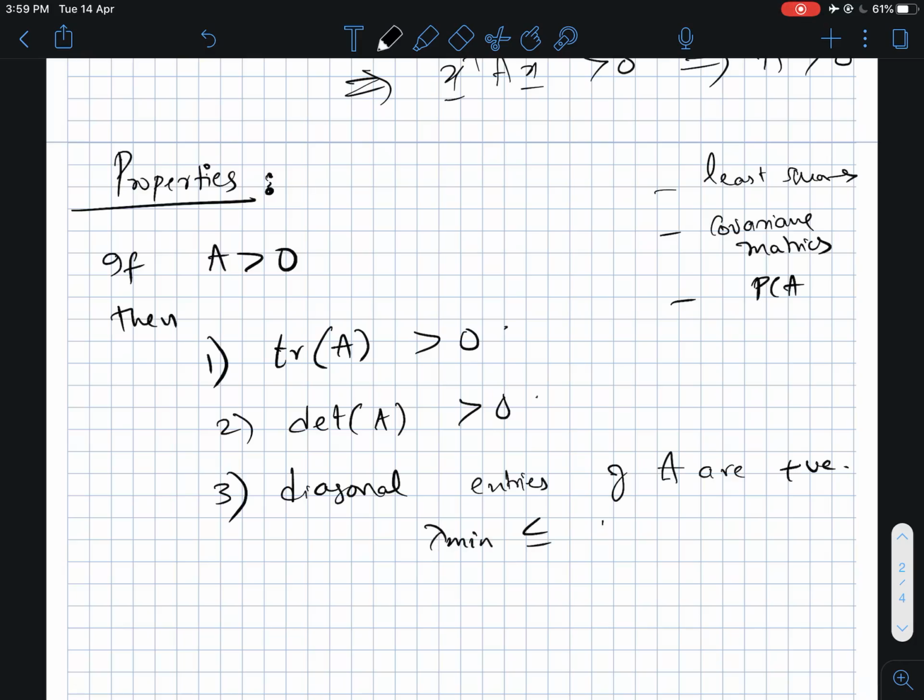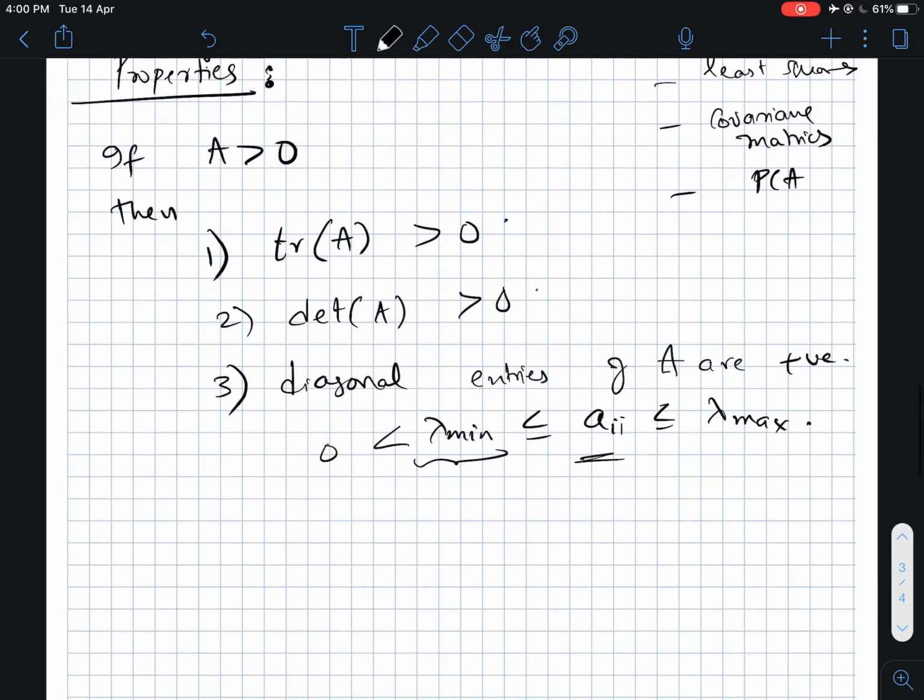Why is this true? Because remember in the last lecture we discussed, right, that all eigenvalues are between lambda min and lambda max for any matrix, not necessarily positive definite. Any symmetric matrix, the diagonal entries will be between the smallest eigenvalue and the largest eigenvalue. If A is positive definite, then the smallest eigenvalue is positive, so all diagonal entries are positive.